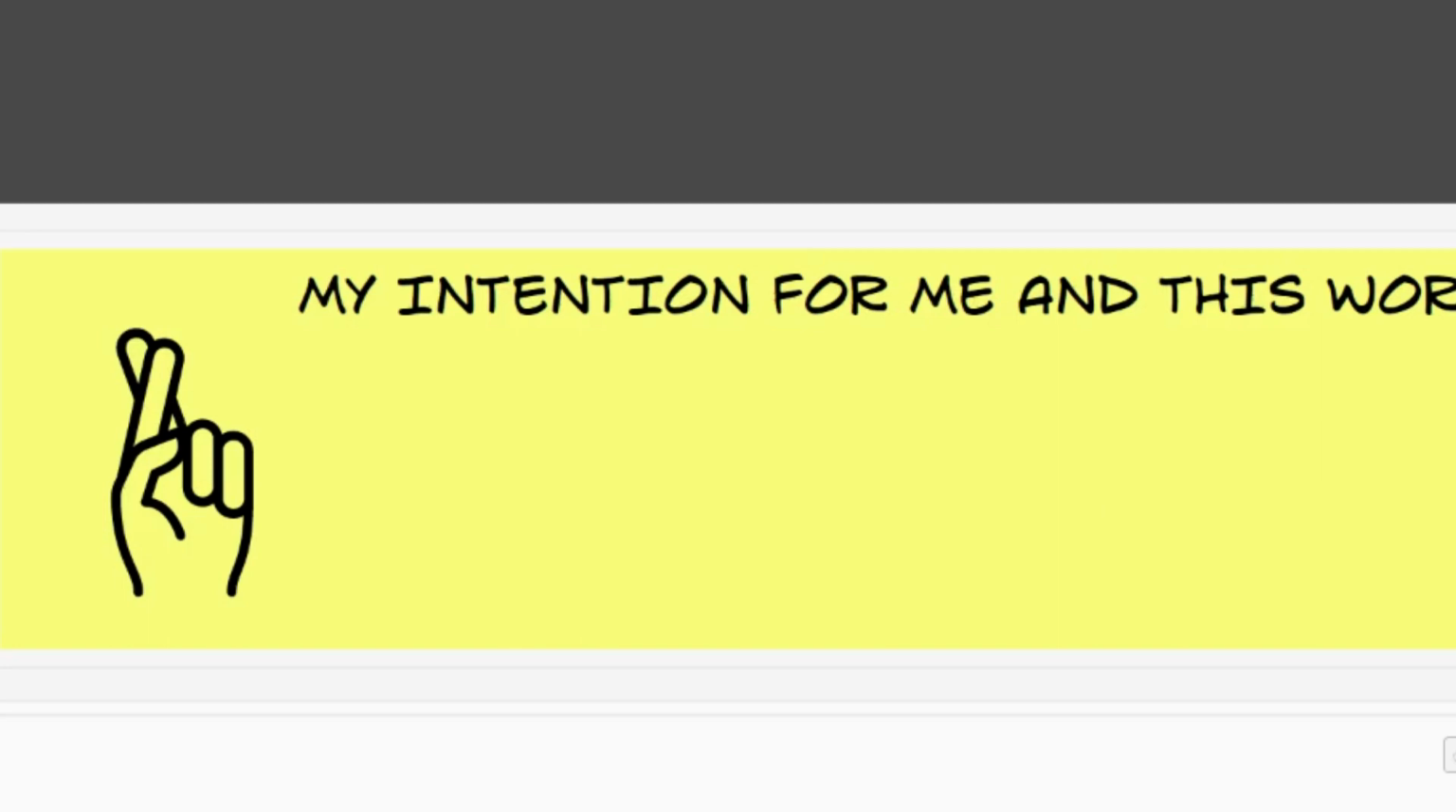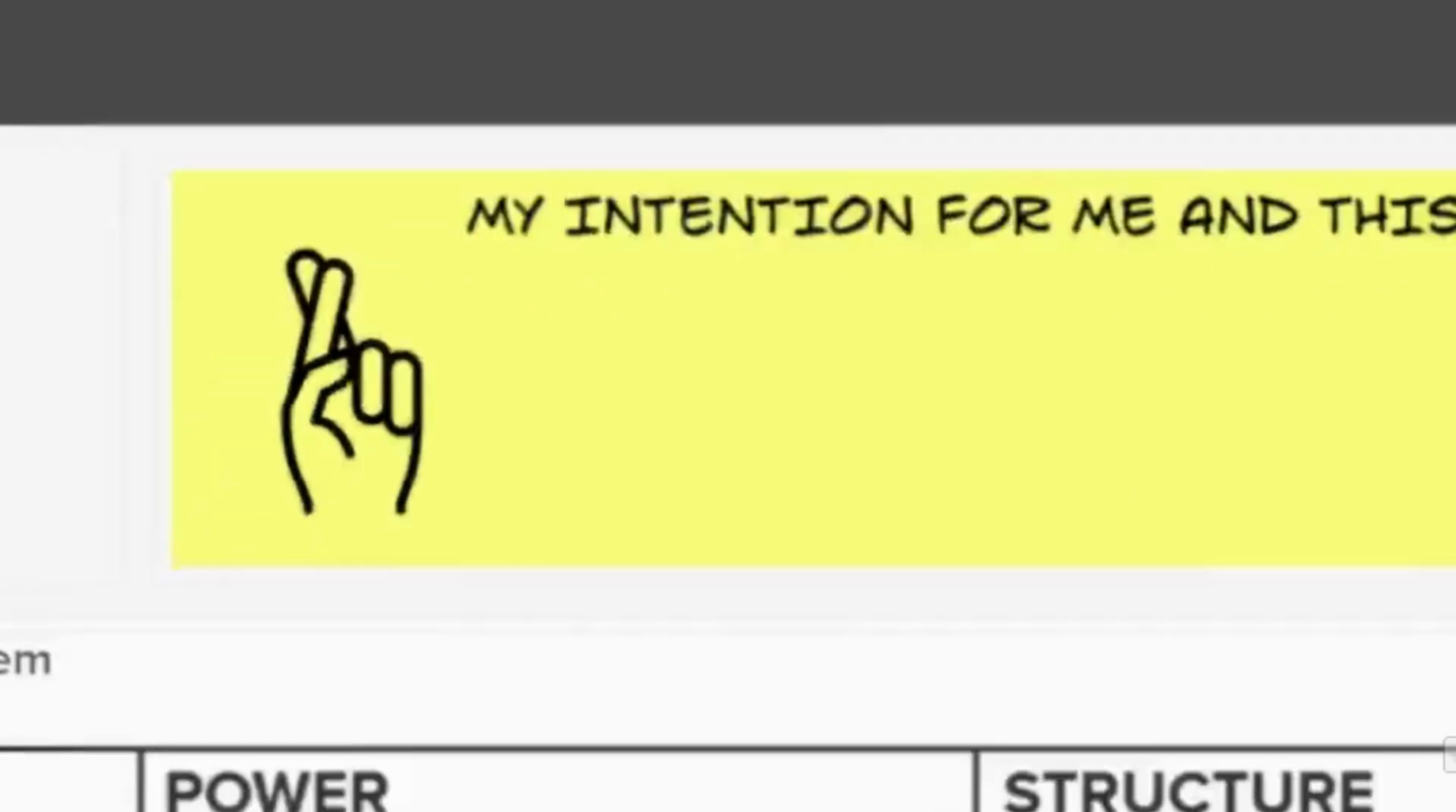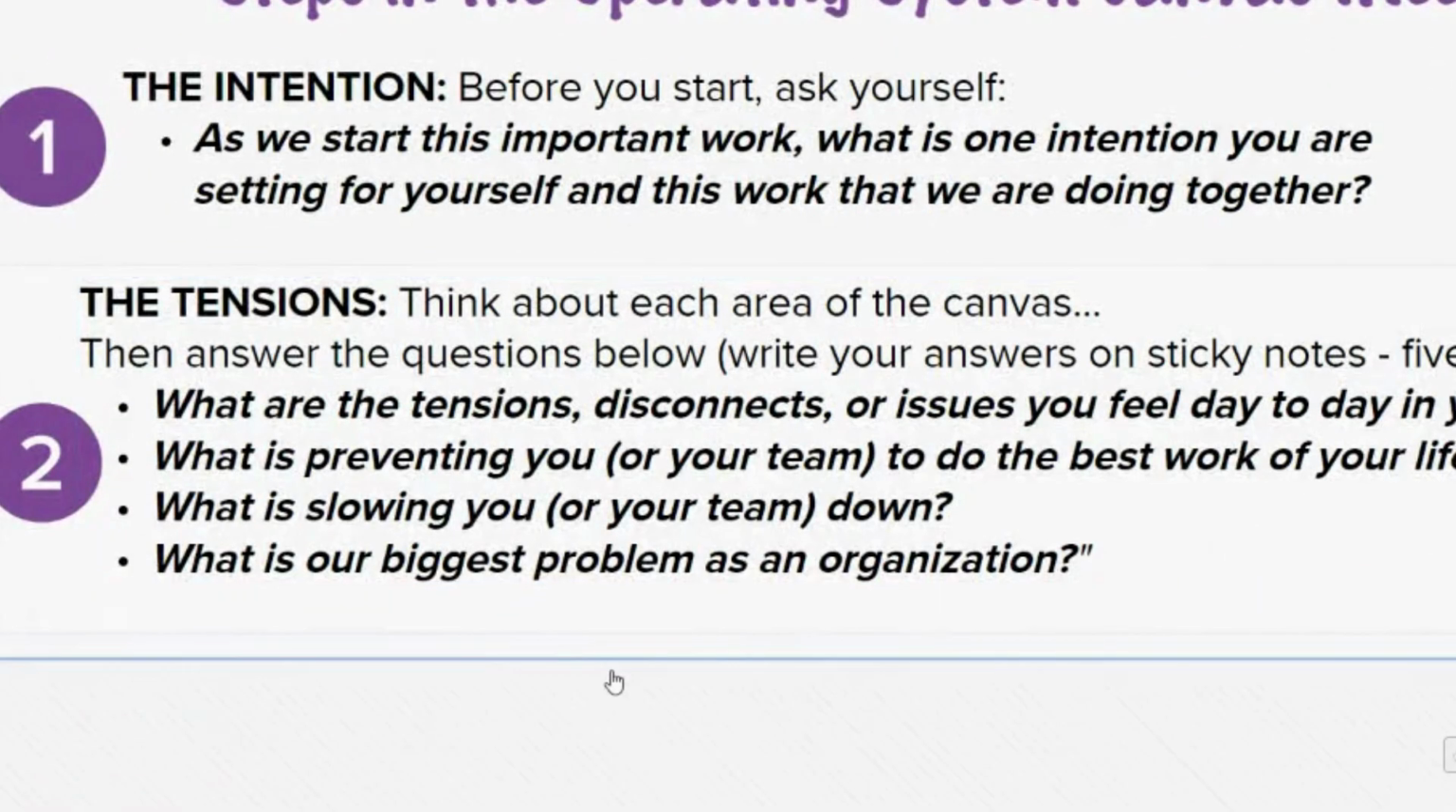The next step involves naming the tensions that we see. We think about each area of the canvas and we ask people for at least 5 sticky notes so that they can put them all over the canvas. What are the tensions, disconnects, or issues that you feel day to day in your work? What is preventing you from doing the best work of your life? What is slowing you down? What is your biggest problem as an organization?